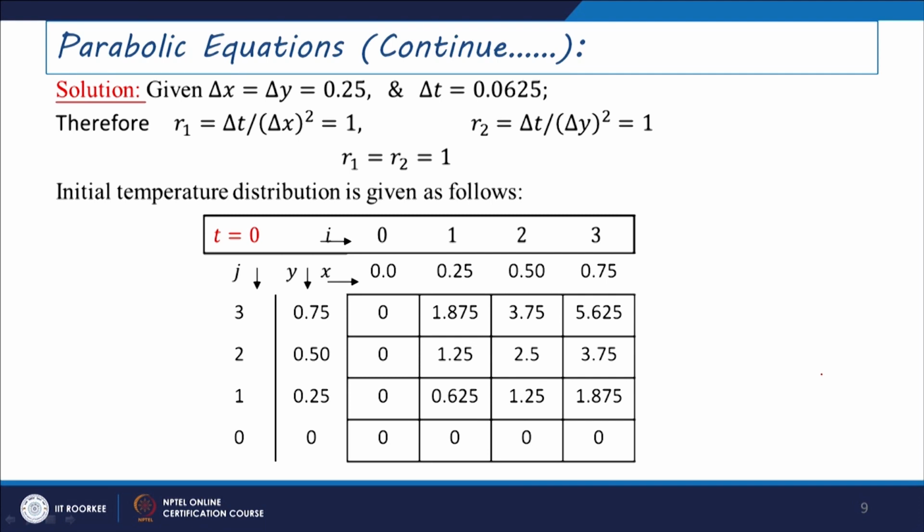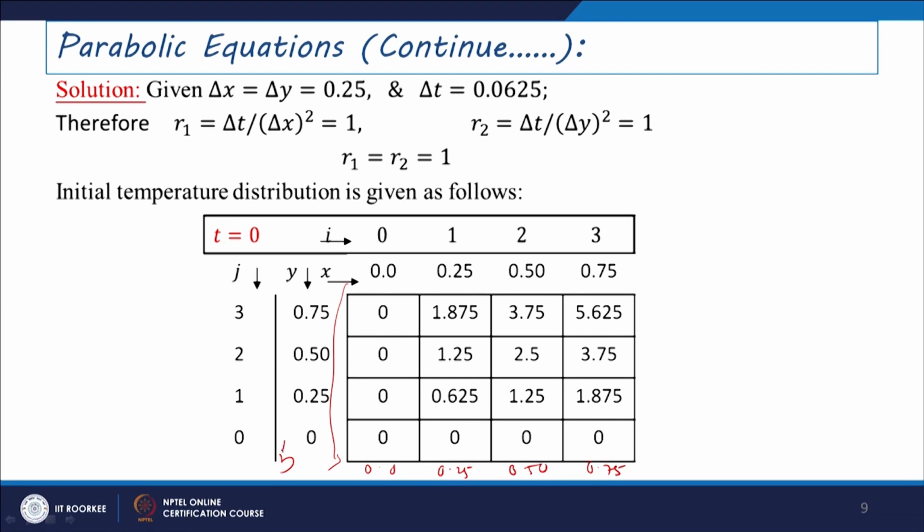So we can formulate this domain as x varying from 0.0, 0.25, 0.50 and 0.75 here. Y is also starting from 0, 0.25, 0.50, 0.75, so you can write y varying from 0.0, 0.25, 0.50, 0.75 here also.